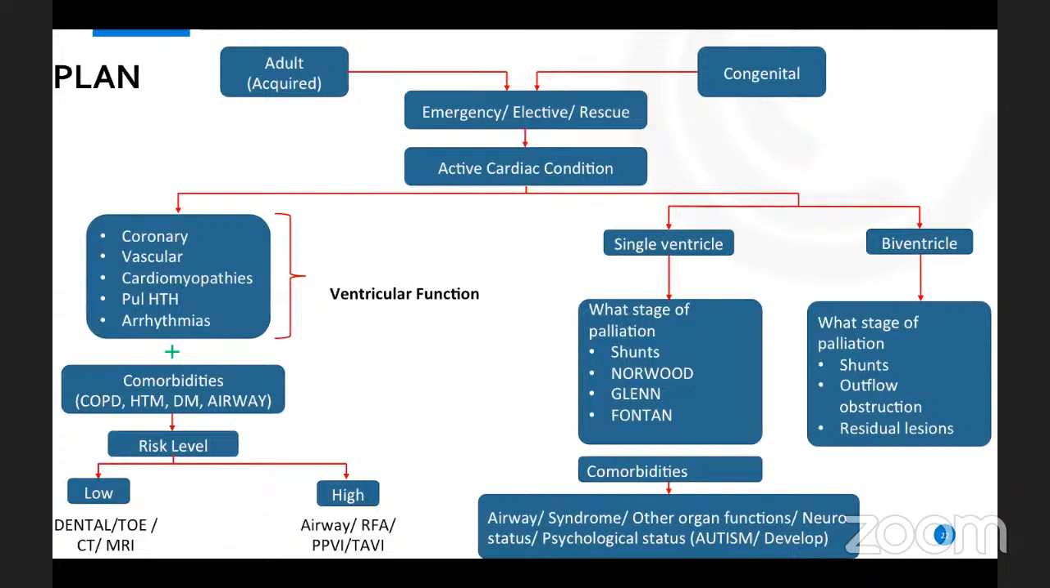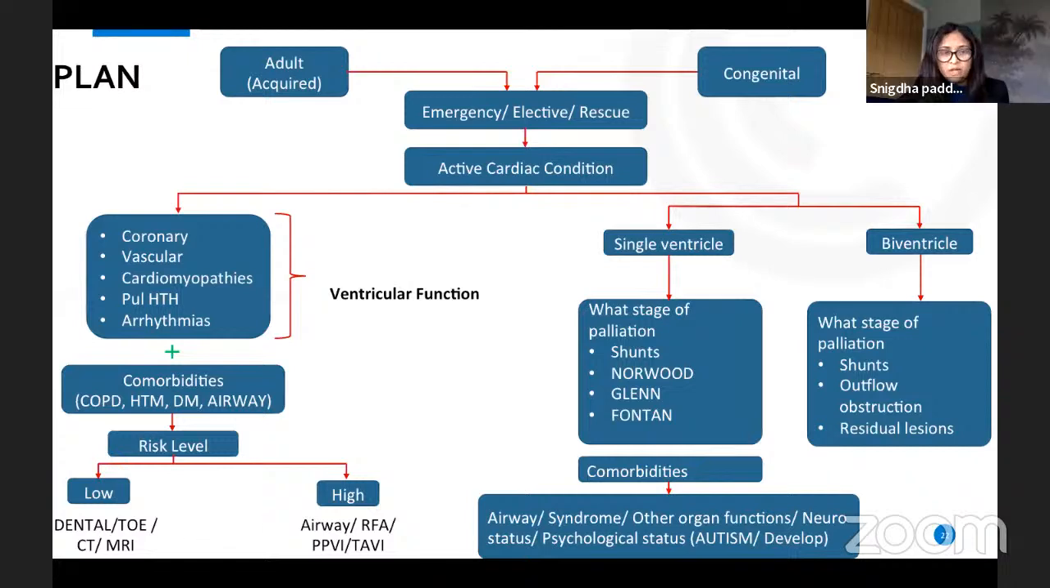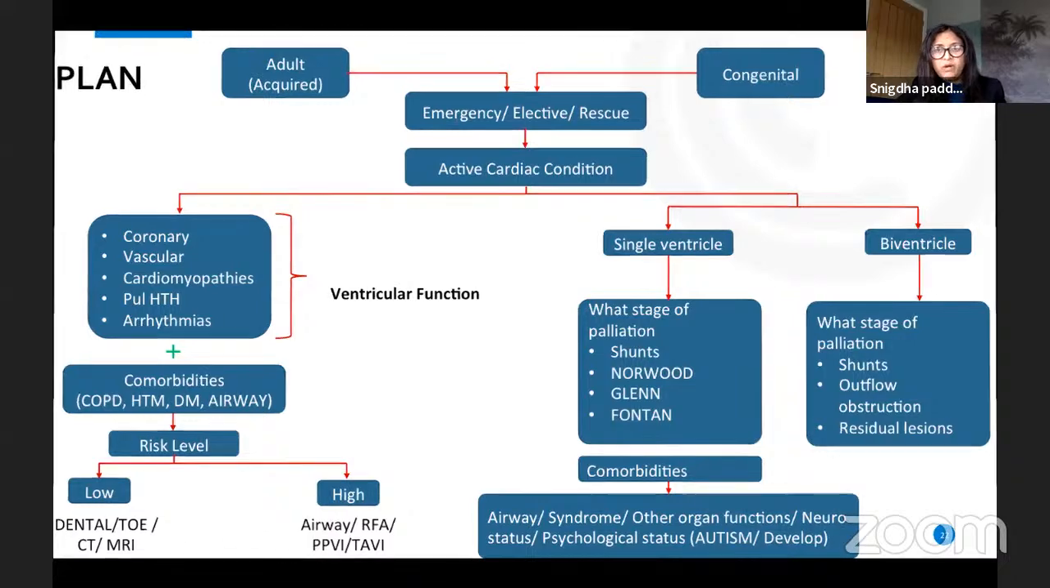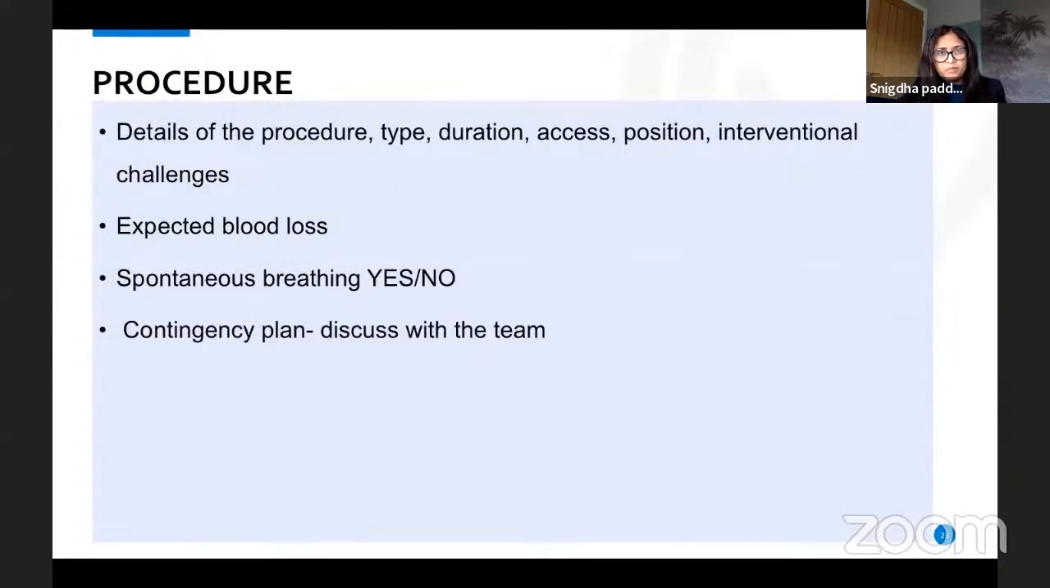Once you know the cardiac condition of the patient, then look at the risk level of the procedure. If it is a low risk level, for example, dental, TOE, CT, MRI, then it is okay to proceed. And if it is a high risk level, for example, airway cases, radiofrequency ablations, PPVI and TAVI, then it's better that the procedure is done by a trained cardiac anesthesiologist. Like I said before, even these procedures carry a very high risk.